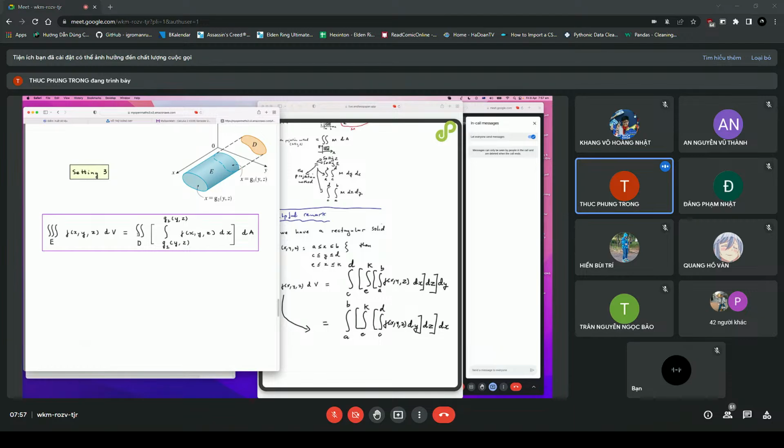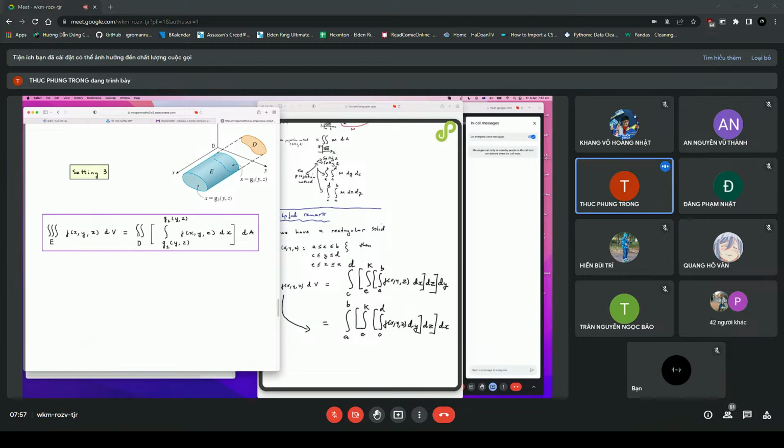So you may ask the question: if the solid E is not a rectangular solid, what would we do? The answer is we just focus on the solid and see which setting is suitable for the solid we have. In this example, you can see the solid we have here is not a rectangular solid, right? But we can see that a solid like this is perfect for setting 1, right?